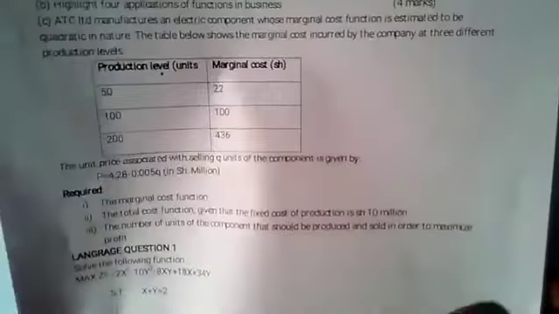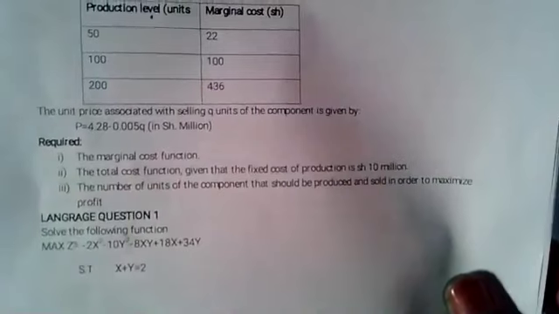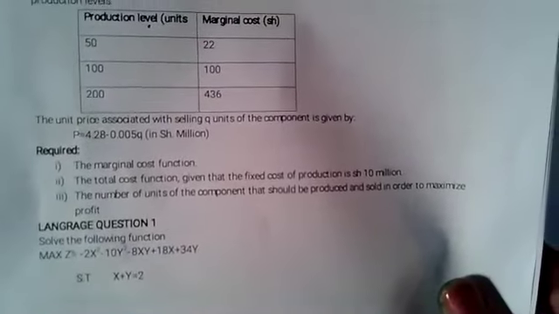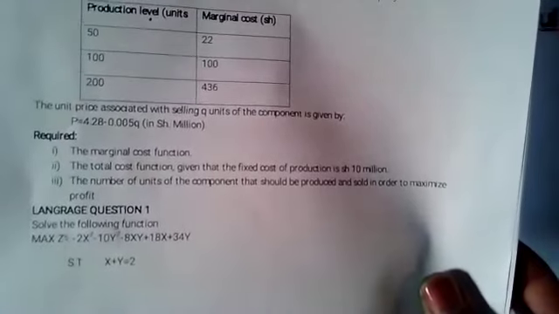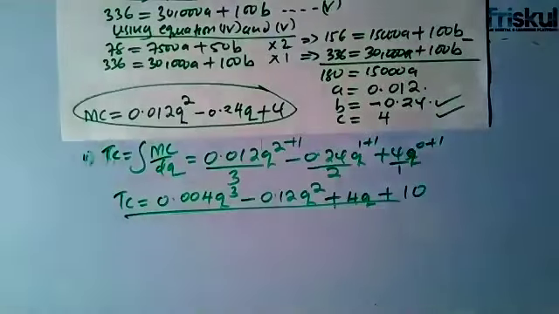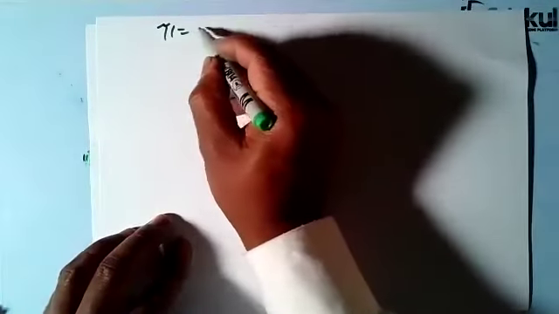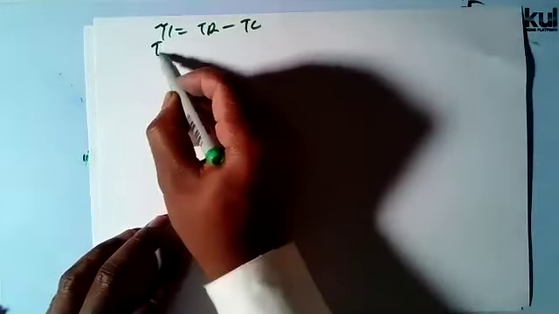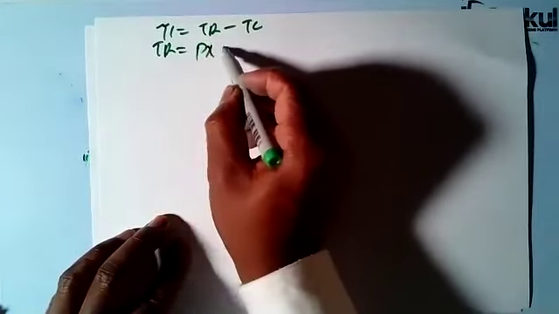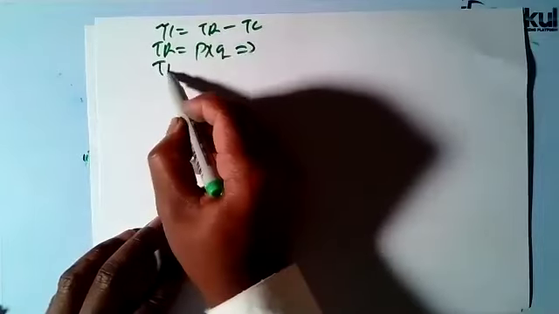Let's go to number 3. Number 3, we are told the number of units of the component that should be produced and sold in order to maximize profit. When you hear about maximizing profit, how do we get profit? Profit is total revenue minus total cost. We already have the total cost. And how do we get total revenue? It is the price times the quantity. Let's get the total revenue.